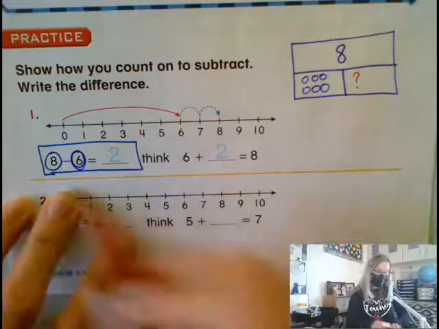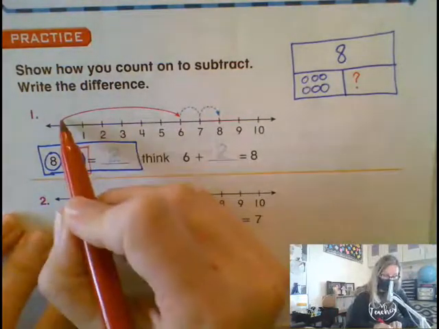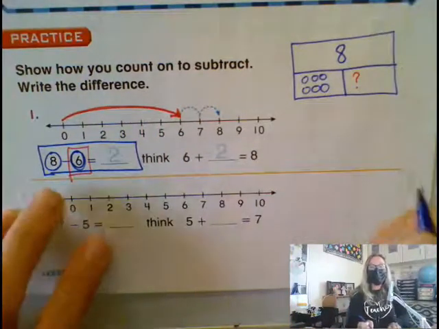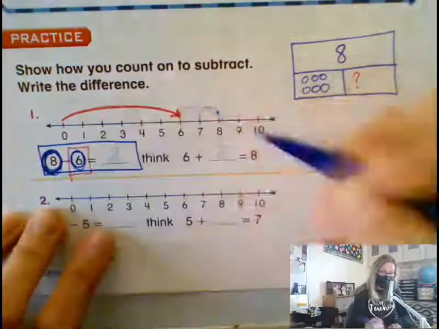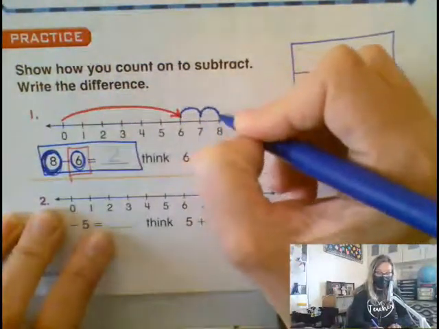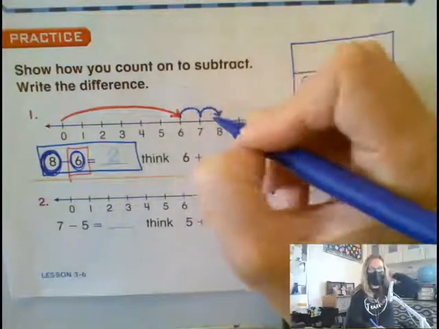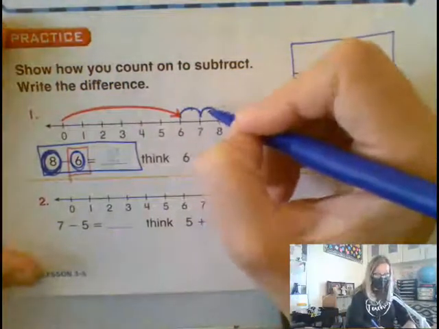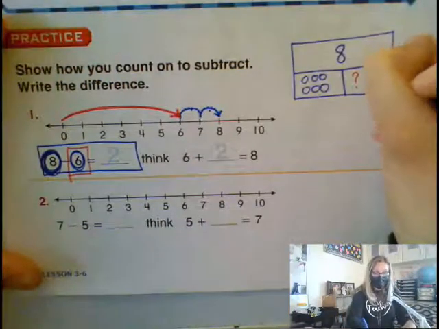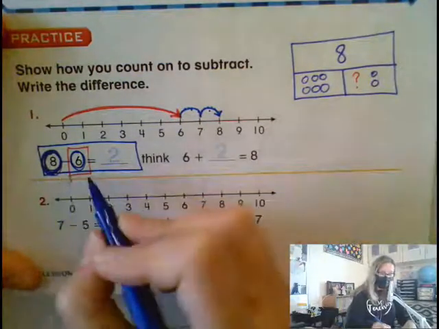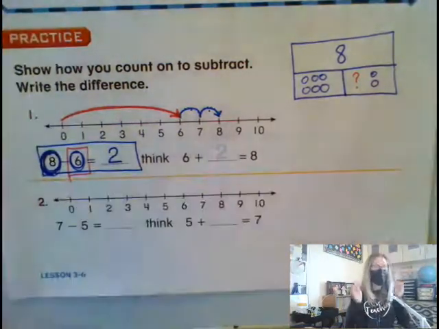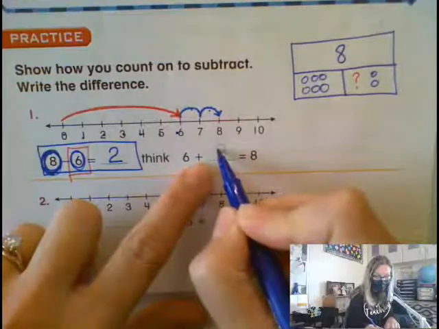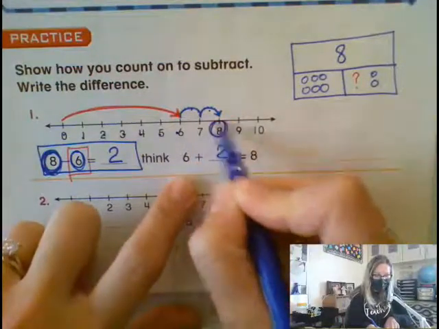So now, if I jump to my first part, which is 6, whee, and now I do my little ribbit jumps until I get to my whole, which is 8, ribbit 1, ribbit 2. How many jumps did I take? Mateo? 2 jumps. 1, 2. So my missing piece is 2. 8 take away 6 equals 2. Because 6, 1, 2, 3, 4, 5, 6, plus 2, 1, 2, equals 8.